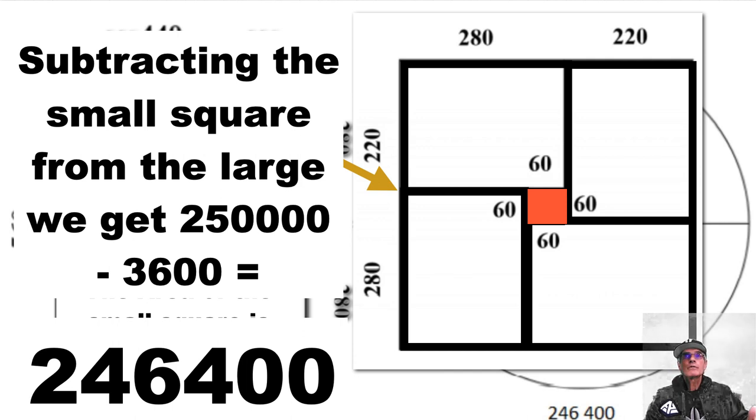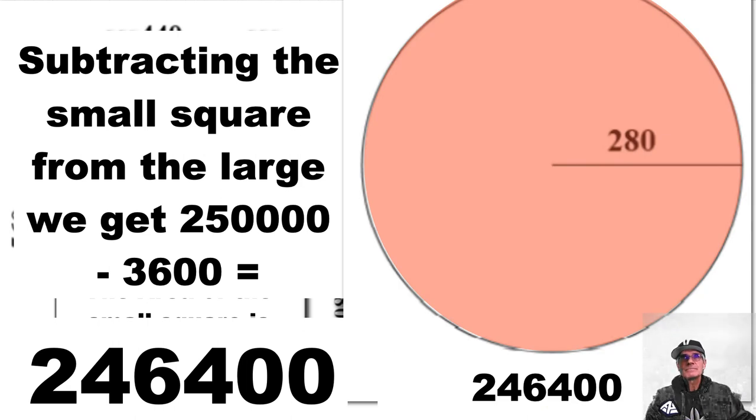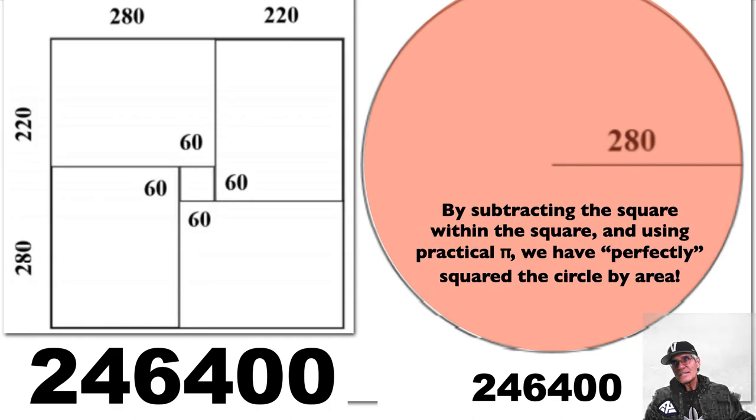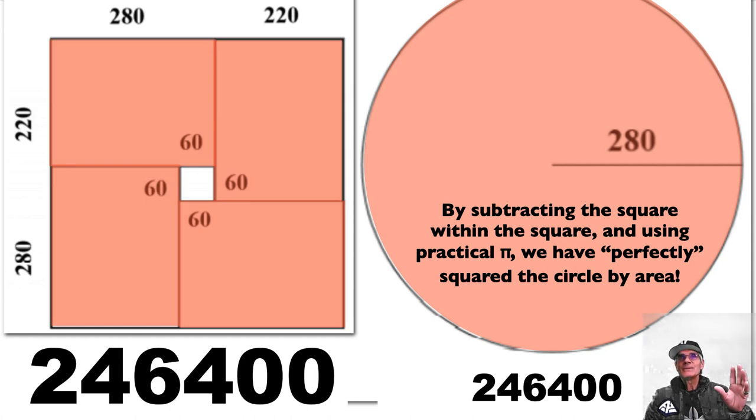So 246,400 would be the area of that square. And look, the area of the circle using a 280 radius is 246,400. So by subtracting the square within the square and using practical pi, we have perfectly squared the circle by area. So it's a square, but with a square cut out from the middle. But it is a squaring of the circle, so that's interesting.